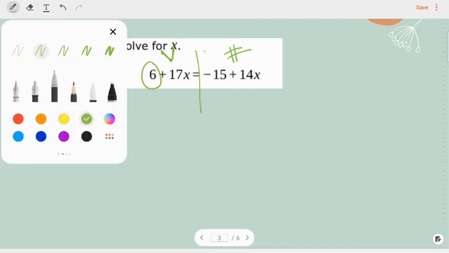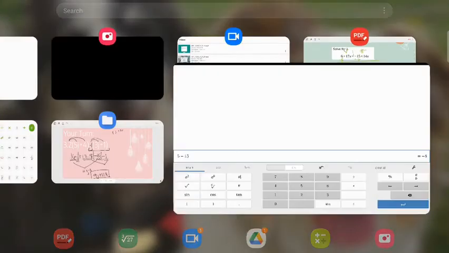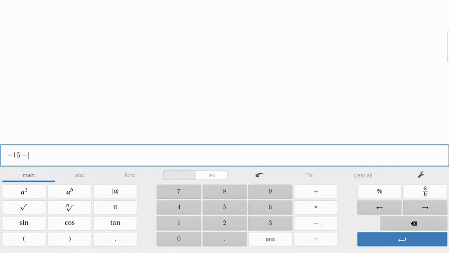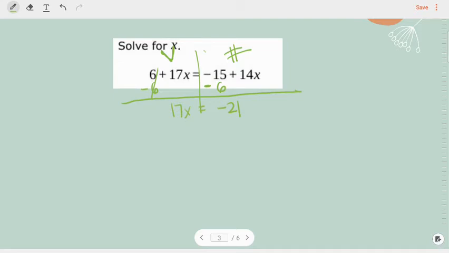6 is positive. So to get rid of it, I am going to do the opposite of addition. I'm going to subtract it. So minus 6. Where should I minus 6 from? Well, 6 is my number, so I'm going to make sure I minus 6 from the number on the other side. That cancels on the left, and I'm left with 17x equals, what's negative 15 minus 6? There's my calculator. Negative 15 minus 6 is negative 21. Bring that straight down, and bring down plus 14x.